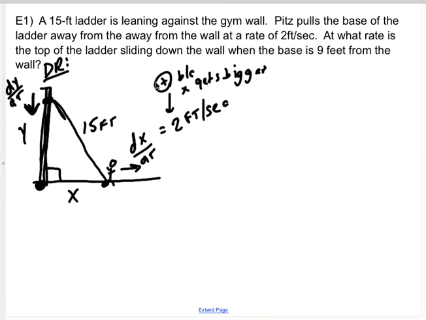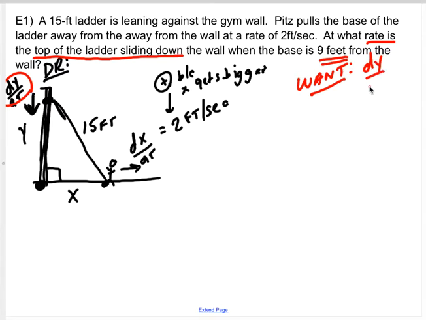I then need to take a second and think, what am I being asked to find? I'm being asked to find the rate at which the top of the ladder is sliding down. That's dy dt at the moment when X is 9, when the base is 9 feet from the wall. So what they want us to find, and it's important to identify that so you do the right problem, is dy dt at the moment when x, the distance from the base of the wall to the base of the ladder, is 9 feet. Okay, that's what they want us to find.